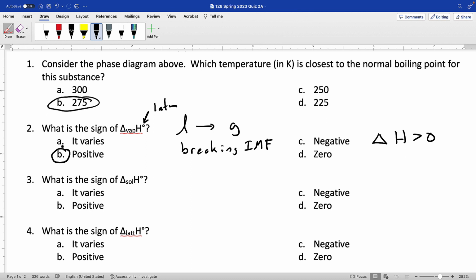So for water, for instance, this would be a positive 40 kilojoules per mole roughly. For some small hydrocarbons, it tends to be around 30. It's smaller because the IMFs are weaker. If we have a really long molecule, on the other hand, that has lots of atoms in it, it might be bigger than the one for water. But in any case, we have to put in energy to break IMFs.